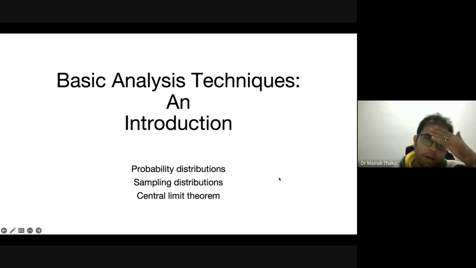So the first part of our lecture, as was mentioned, is basic analysis techniques and introduction. There are three parts here. One is probability distributions, then sampling distributions, then central limit theorem. These are very useful topics, well chosen, and I think 50 minutes is a little less for this because there are many distributions, so we can only talk about a few within limited time. There are many things about central limit theorems, sampling distributions, and all. We'll talk about the relevant things, which will help us to move forward.